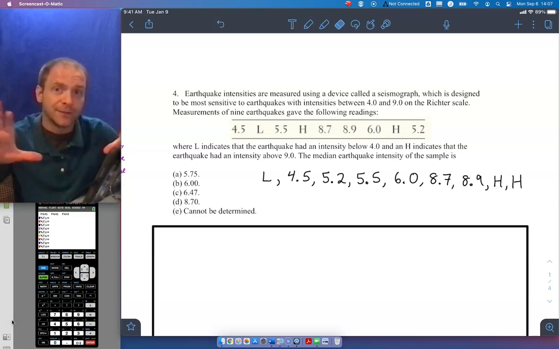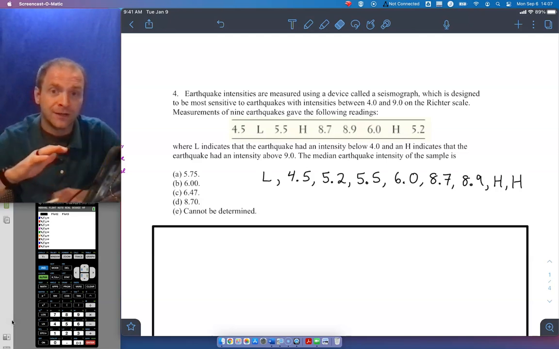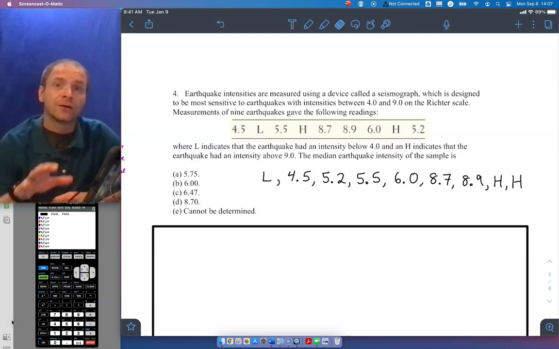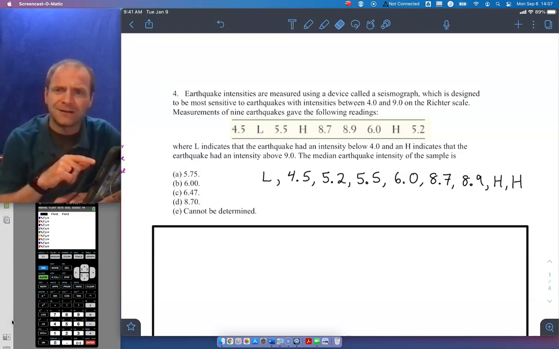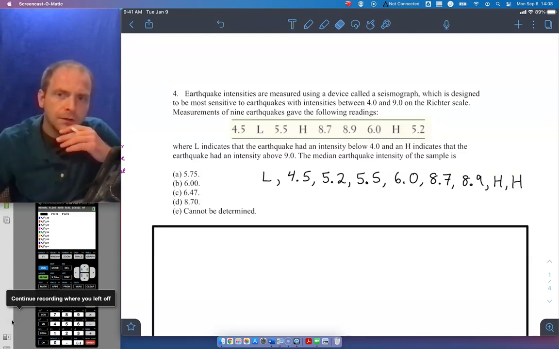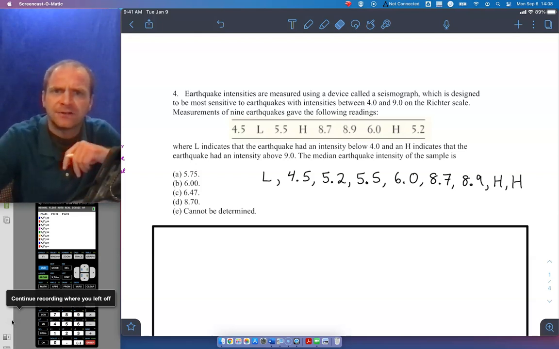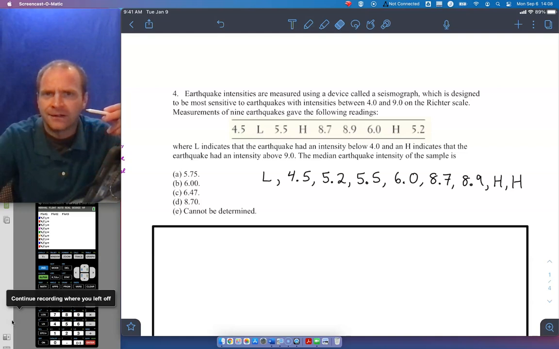They're at the extremes. They're below 4.0. They're above 9.0. So right here is the numerical order of those measurements, which allows me to find the median. And that's awesome. So if I just go ahead and count, I can see what the median is. But let me analyze these multiple choice. E, cannot be determined. So some people might go, well, wait a minute, I can't add numbers and letters together.